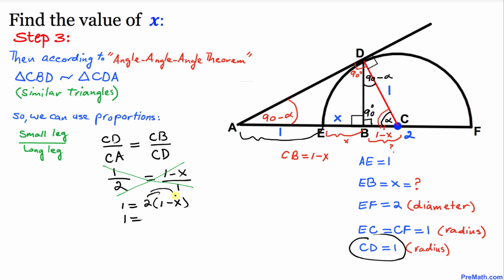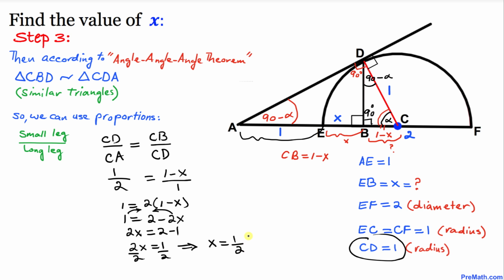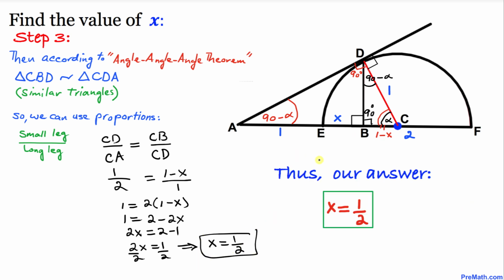When we distribute this, that's going to give us 2 minus 2x. Now let's move this negative 2x to the left hand side and move this 1 to the right hand side. So we are going to get 2x equal to 2 minus 1, or simply 2x equal to 1. Let's divide both sides by 2 to isolate x. So the x value turns out to be simply 1 over 2. Thus our x value turns out to be 1 over 2.